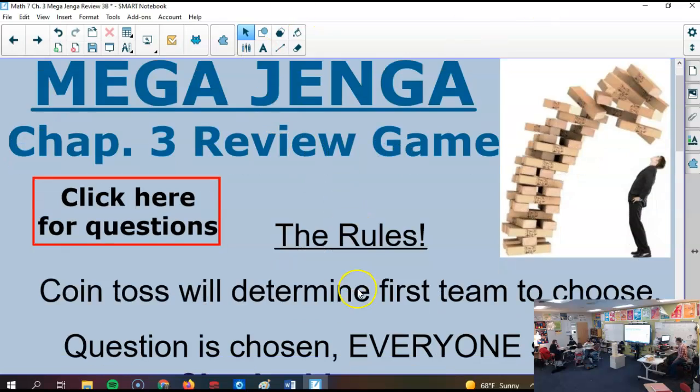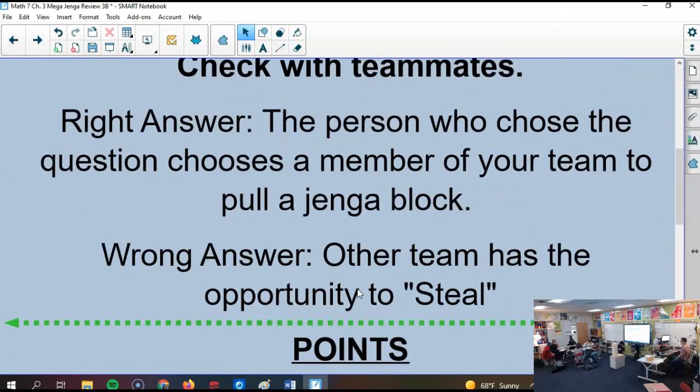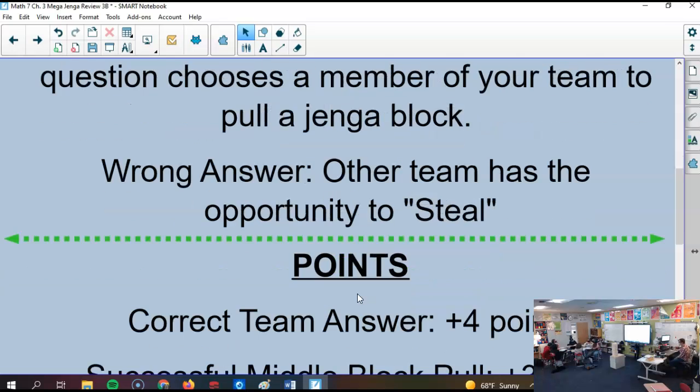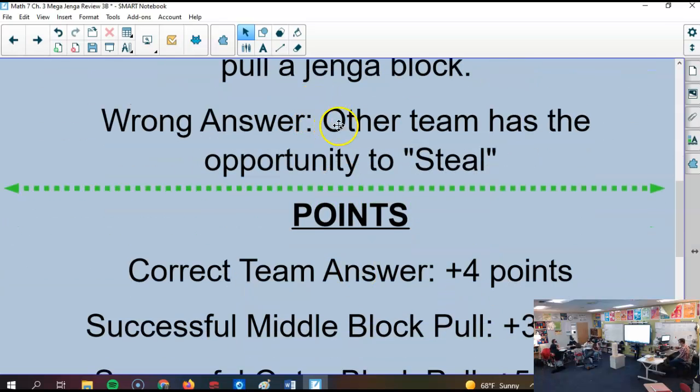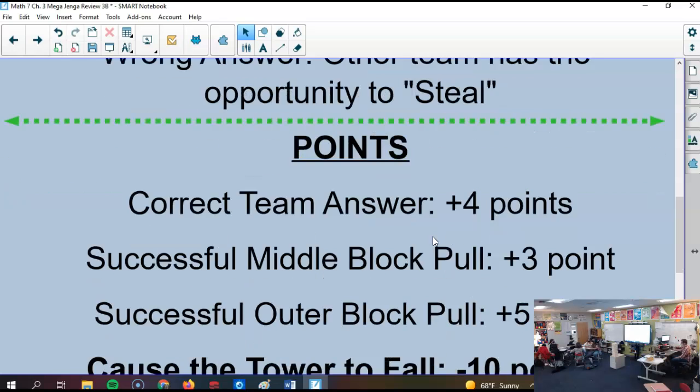Alright. Reminder of the rules. Read these if you want. Everybody's solving the problems. We all compare answers. If you get the answer wrong, the other teams can steal. I will probably randomly decide which team I offer up to steal if a team gets the answers wrong.